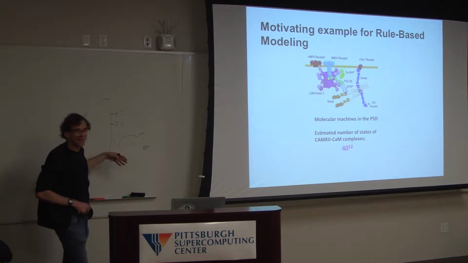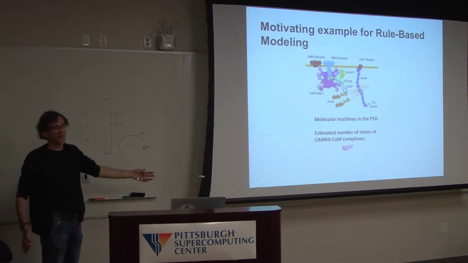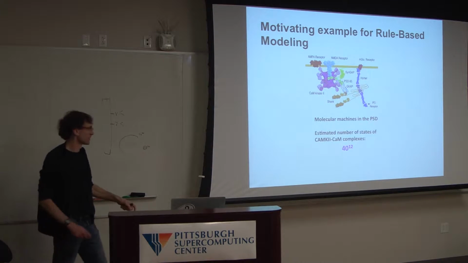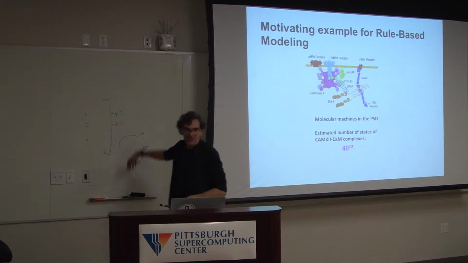This is sort of emblematic. I mean, this could be any protein, except for the fact that CAMK2 forms these dodecamers, which makes it really truly pathological in terms of this exponential complexity.